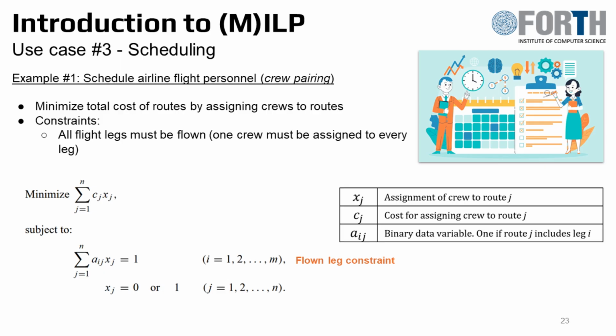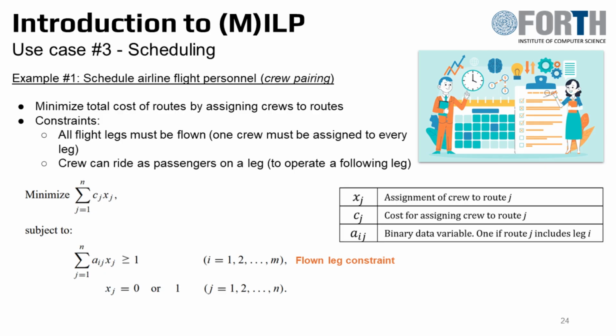The decision variables are binary. Each variable indicates whether a specific route is selected. The result is a classical set covering structure, where routes are chosen so that all required legs are covered exactly once at minimum total cost.